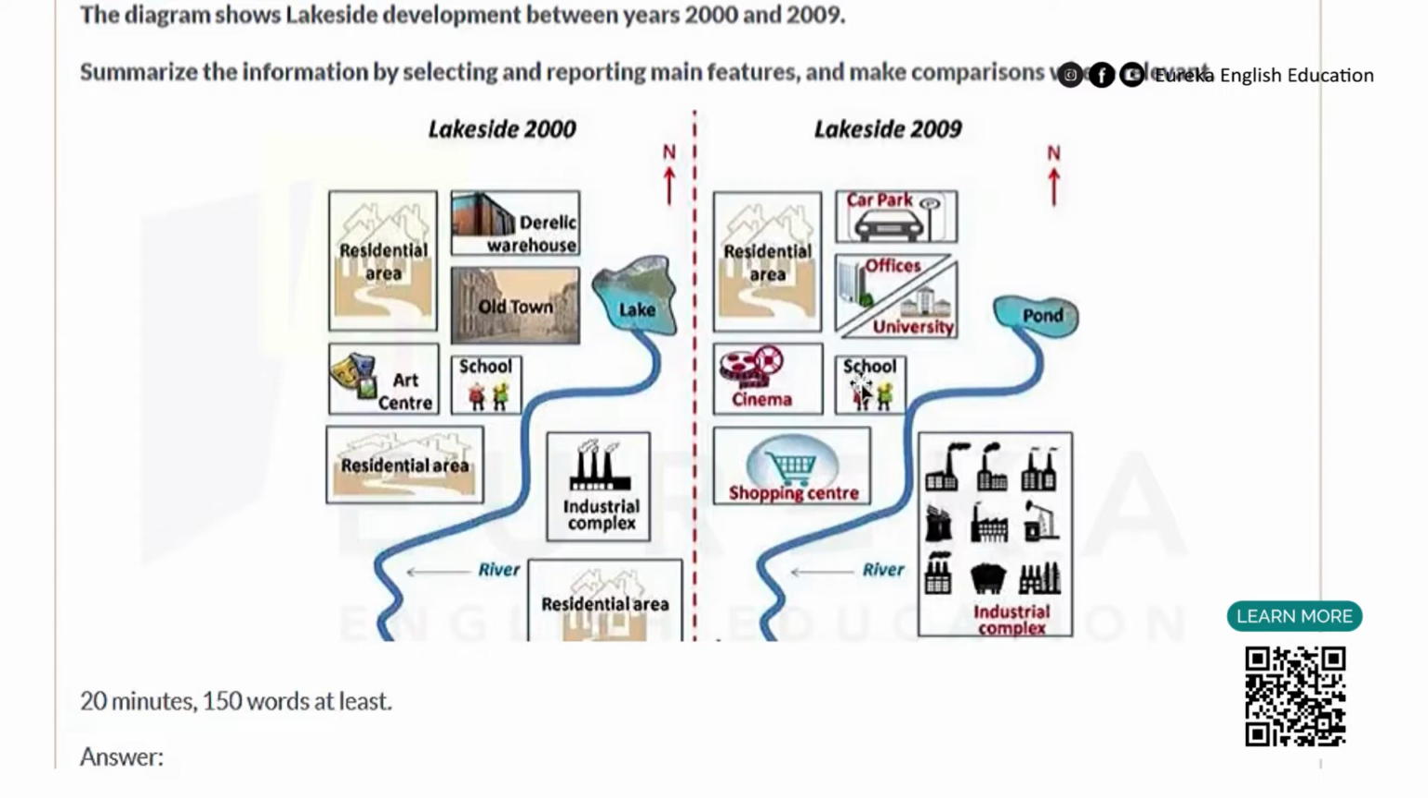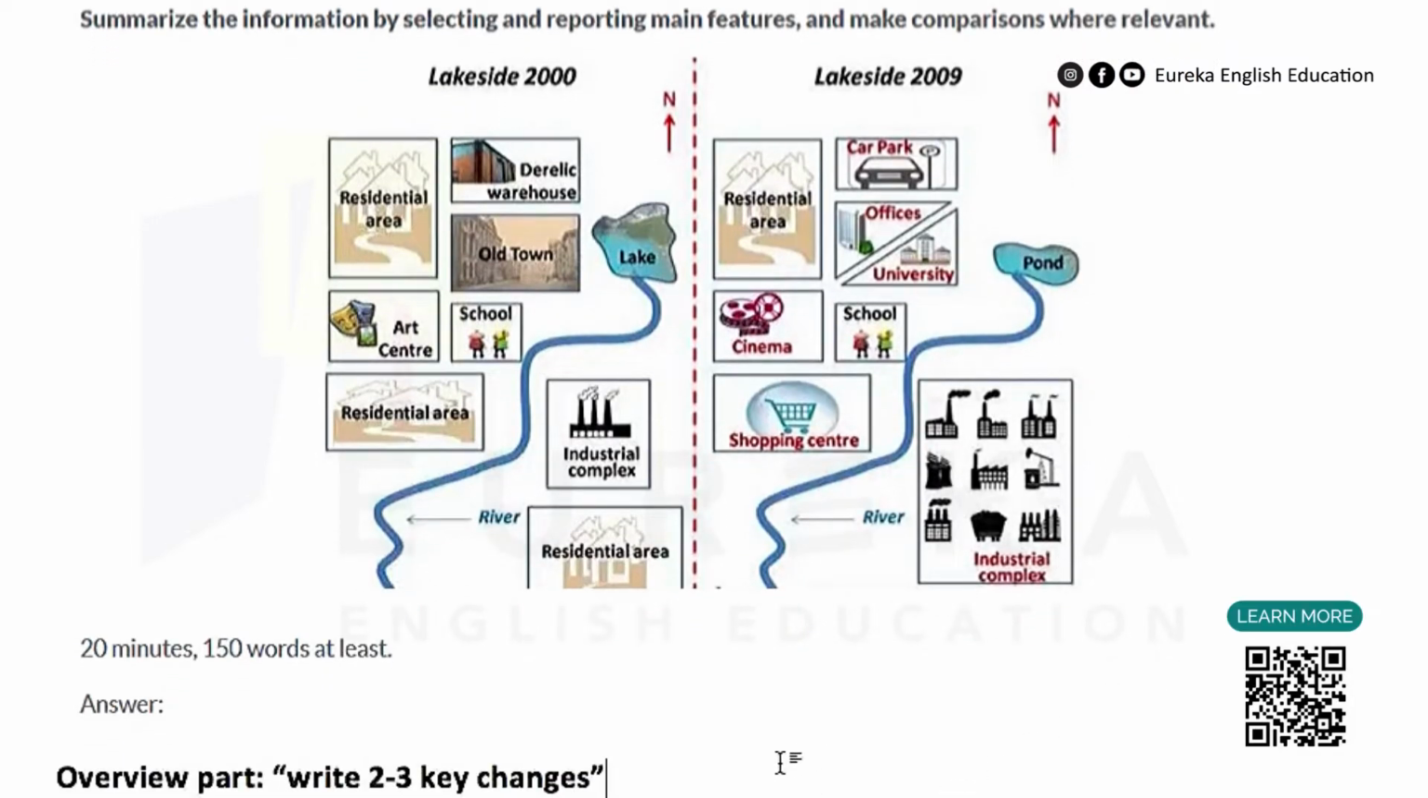And last but not least, if you pay attention to the lake, you see in 2000 there was a lake in this area, but in 2009 the lake turned into a pond. It was getting smaller, and it turned into a pond. That could be another key change that we can write for our overview.